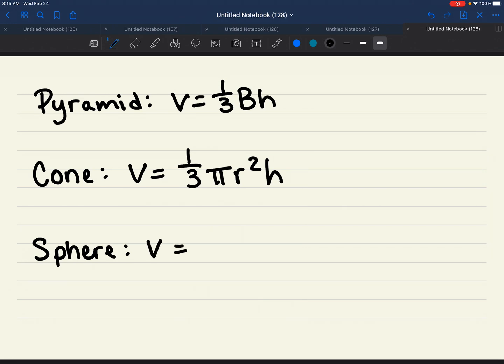Okay, and the last one would be a sphere. Sphere is 4/3 pi r cubed. Now, you need to be really careful about that one because everything else you use pi r squared. This one we do pi r cubed.